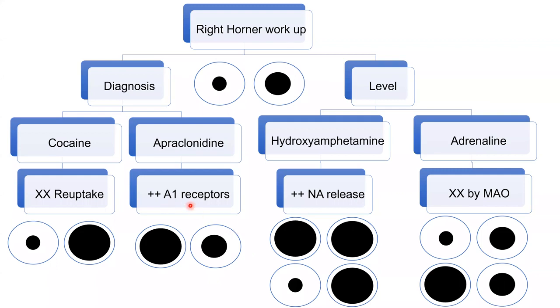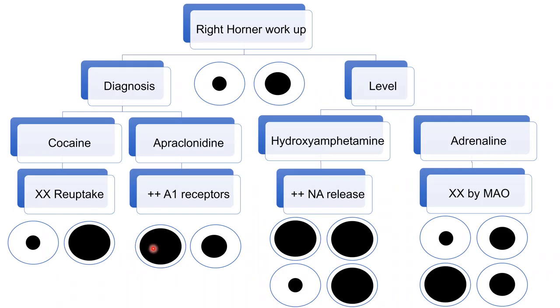stimulate the alpha-1 receptors. Since those patients with Horner syndrome don't have sympathetic innervation, they will show upregulation of the alpha-1 receptors. They will show increased number of alpha-1 receptors. And so even this weak apraclonidine will be able to dilate the right pupil, the Horner pupil, because of the denervation hypersensitivity. So the apraclonidine will cause dilatation of the Horner pupil because of the upregulation of the alpha-1 receptors, leading to denervation hypersensitivity.